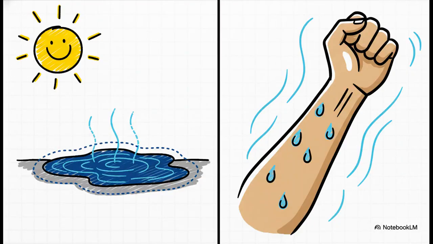And you know this from your own life. A puddle on the pavement doesn't need to boil to go away, right? It just slowly vanishes. That's evaporation. And this is precisely how sweating works. That sweat on your skin evaporates, and as it does, it literally pulls heat energy away from your body, making you feel cooler. It's your body's own personal air conditioner.